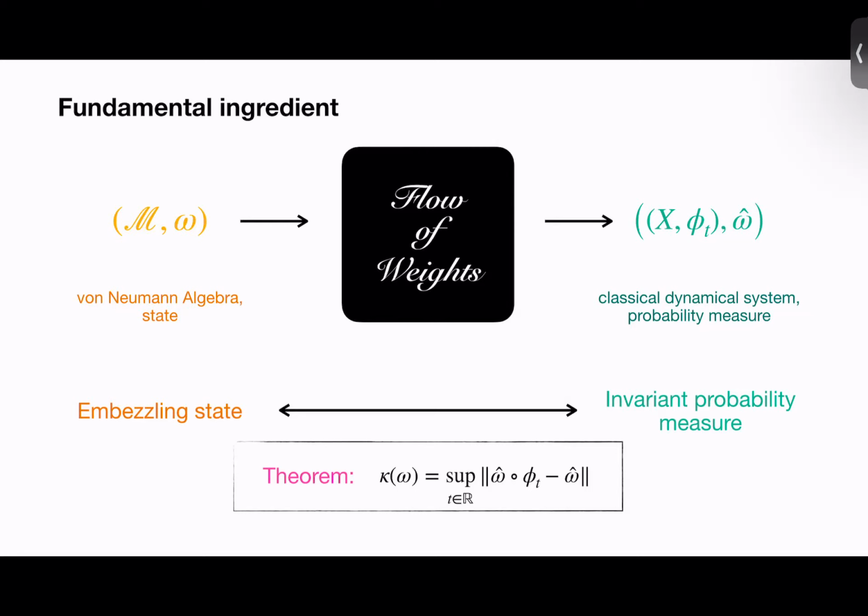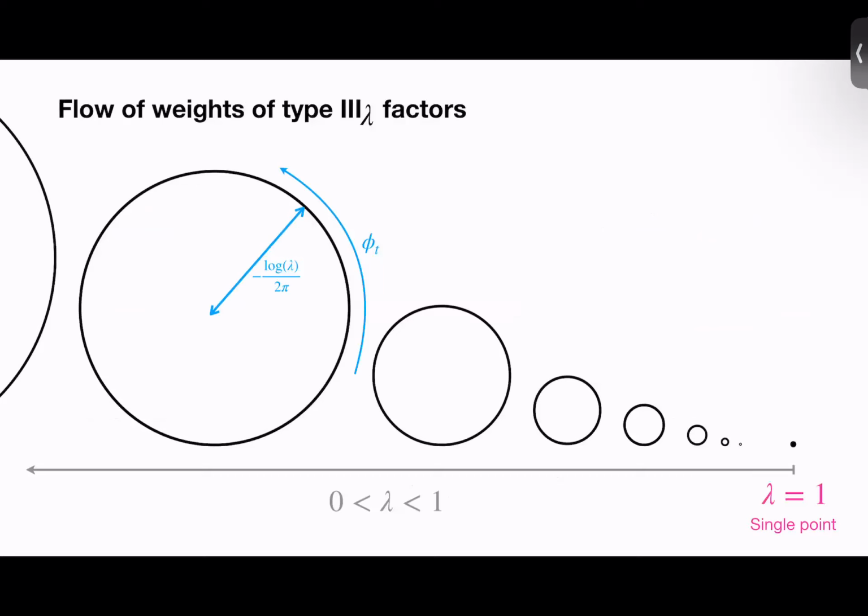But what I do want to tell you is what these classical dynamical systems are for the type 3 lambda factors, because they're very simple. If you have a type 3 lambda factor, you have a circle, and the radius depends on lambda. It becomes bigger as lambda approaches 0 and smaller as lambda approaches 1. And the dynamics is the rotation of the circle. Then it's obvious that you have an invariant probability measure, because you have the uniform distribution on the circle. And as lambda takes the value 1, this whole thing contracts to a single point, meaning that the classical dynamical system is trivial. It consists of a single point. In particular, every state on a single point is invariant because the dynamics is trivial.